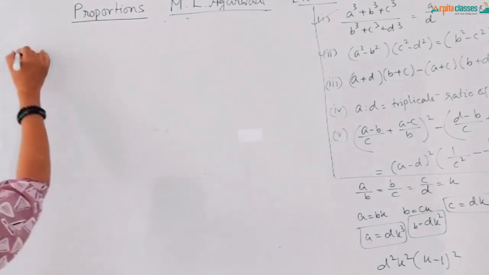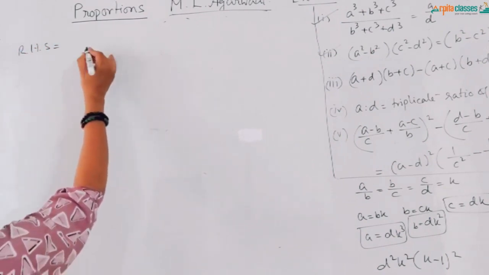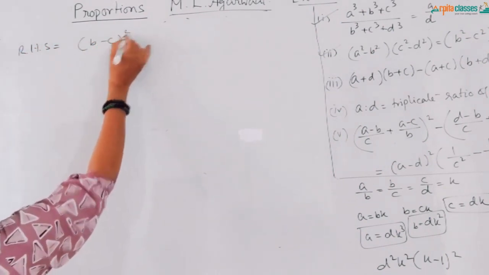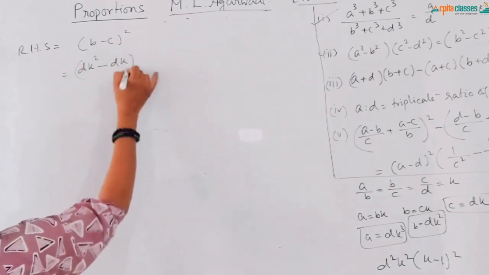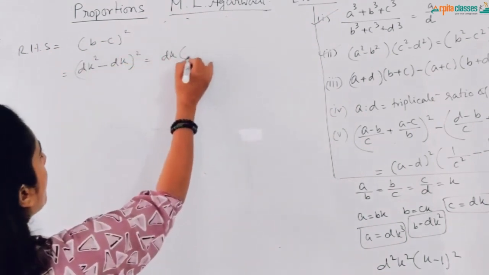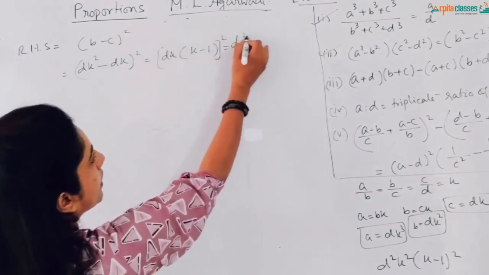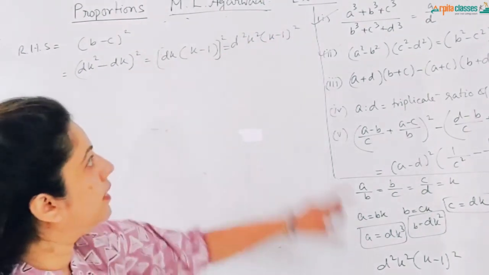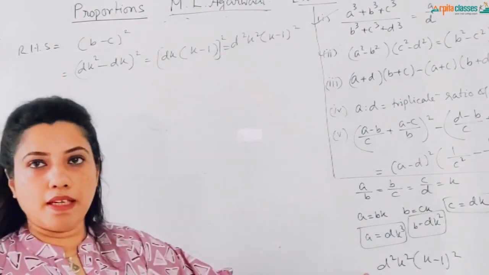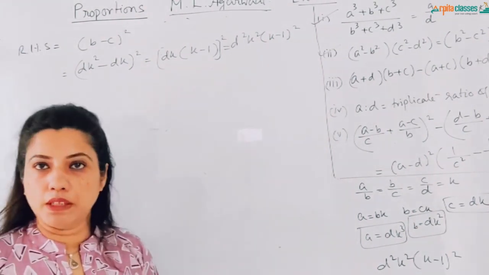So the right hand side is b minus c the whole square. So b is dk square minus dk the whole square. I take dk common from here, so k minus 1 this whole square, so that gives you d square k square into k minus 1 the whole square. Look at this and this, we get the same thing from left hand side and right hand side. So that is good. So this is the way we have to prove the sums.